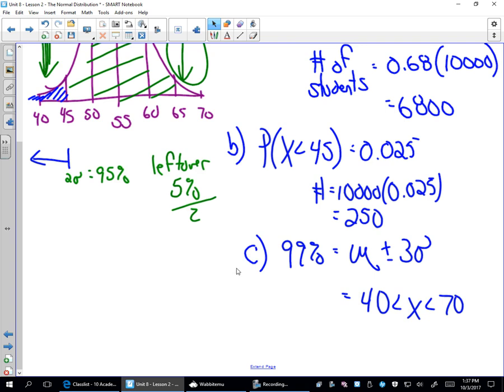Our homework today is a handout, the answers to which are on the website. You can check things out. If you're stuck, come see me. And then tomorrow we'll move on to other things you can do with the normal distribution.